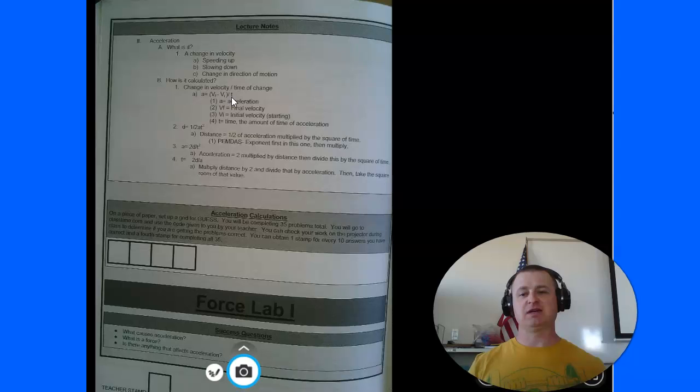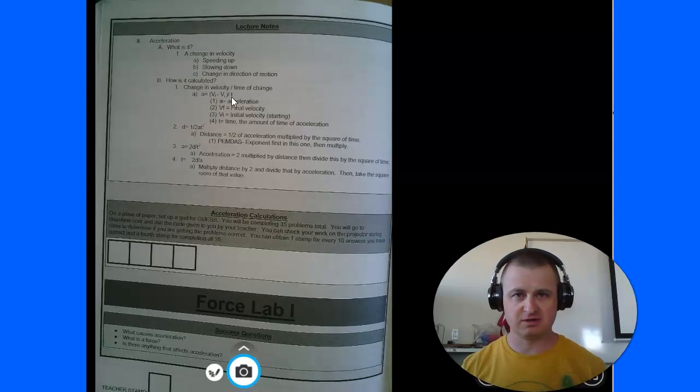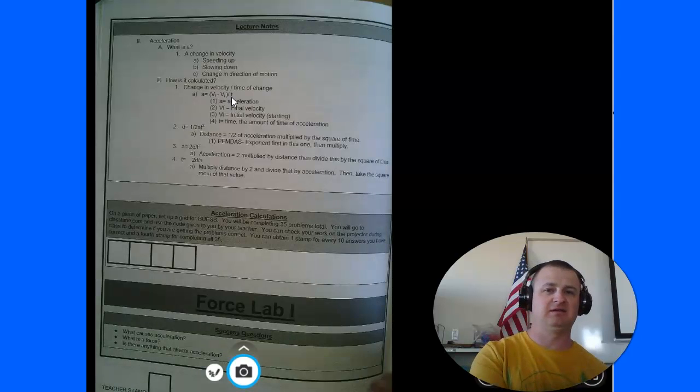So for example, let's say a car starts out at 0 meters per second and it gets up to 30 meters per second, and it takes 10 seconds to do that. Well, we have to think, how much did it change every single second? It started at 0 and ended at 30, so the change was 30. It took 10 seconds to do that, so 30 divided by 10, and we get 3. So it changed by 3 meters per second every single second, right?